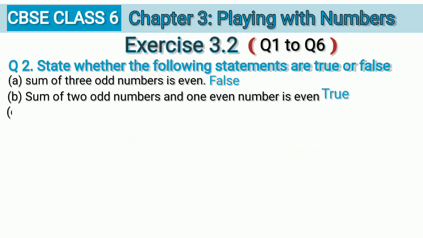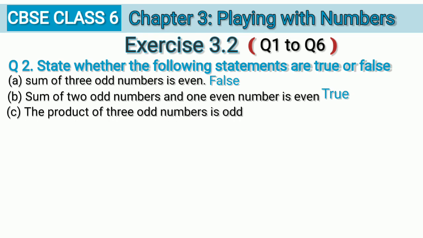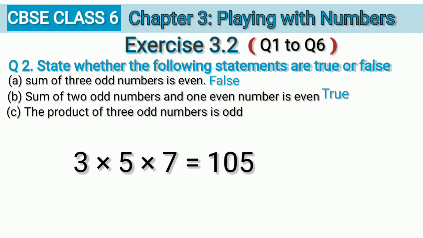Next statement, the product of three odd numbers is odd. Let us multiply three odd numbers and see. 3 into 5 into 7 comes to 105, which is an odd number. So this statement is true.